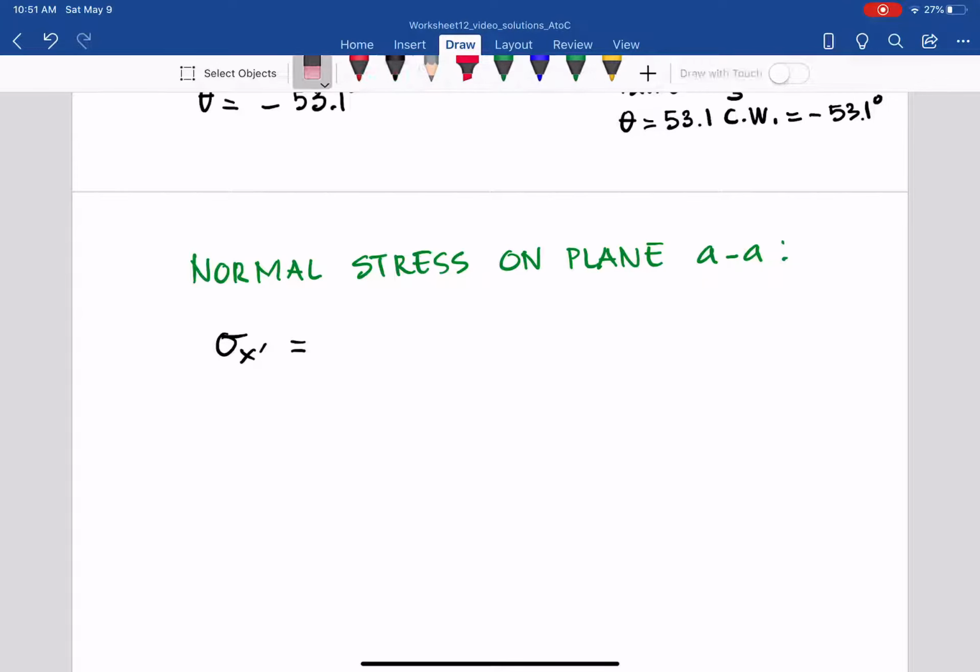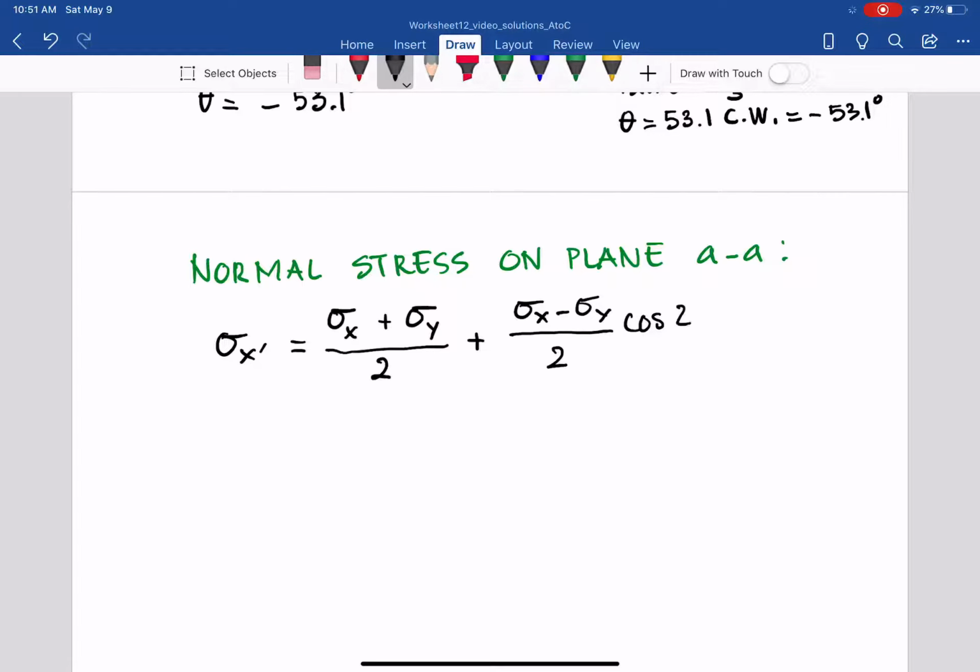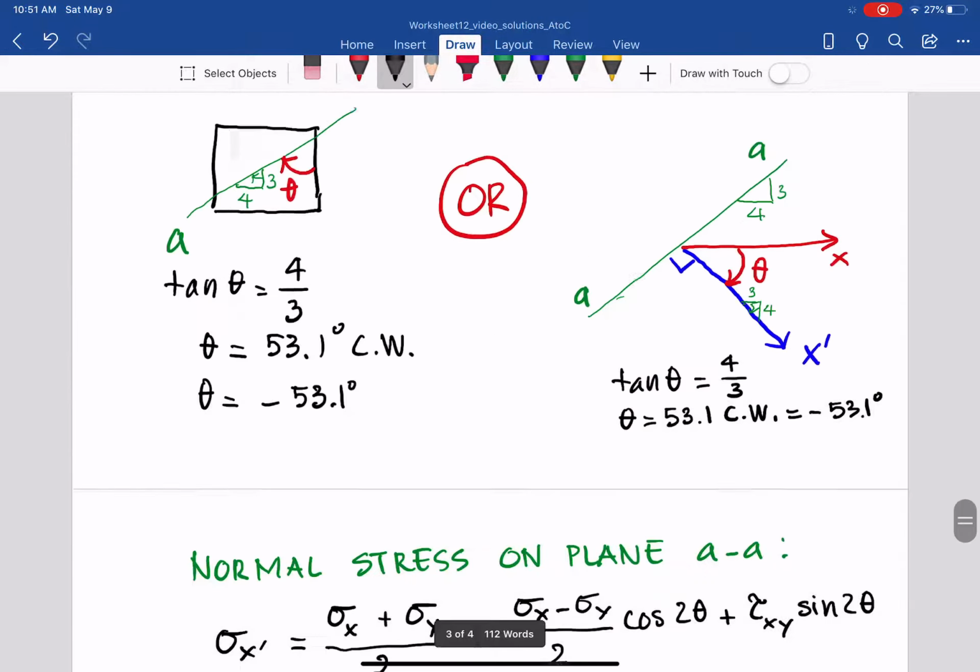sigma x apostrophe equal to. You don't have to memorize it; you can go to the notes or the reference data cards. You have sigma x plus sigma y over 2 plus sigma x minus sigma y over 2, and you see that there is a pattern that you can remember, cosine 2 theta, and then plus tau xy sine 2 theta. And now we already have everything.